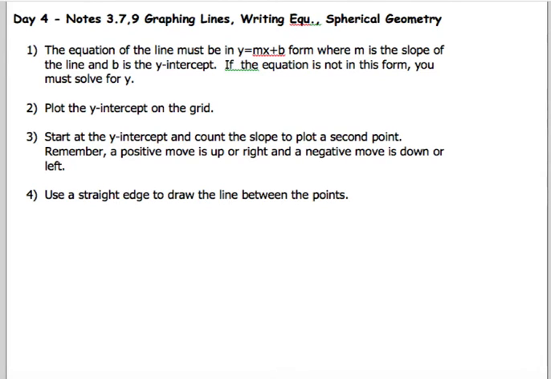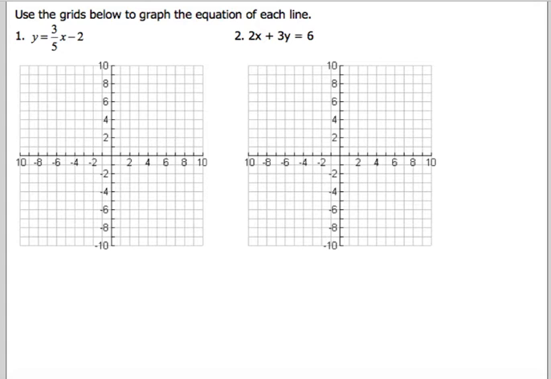So here we're going to practice some graphing. On your notes, there are 5 graphing questions, and then it says on your own practice. So I'm just going to do the 5 that are before the part where it says on your own. Use the grids below to graph the equation of each line.